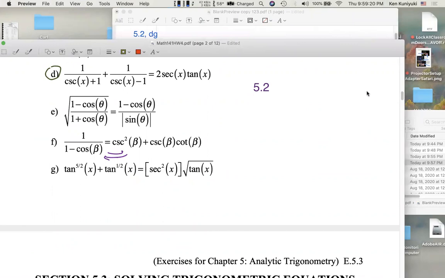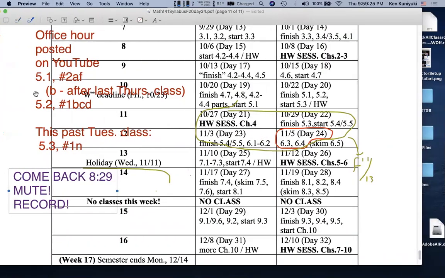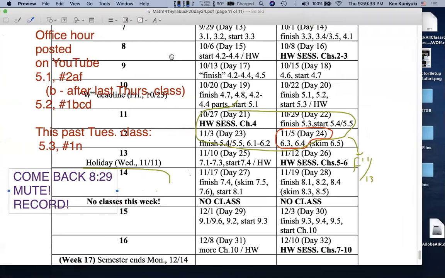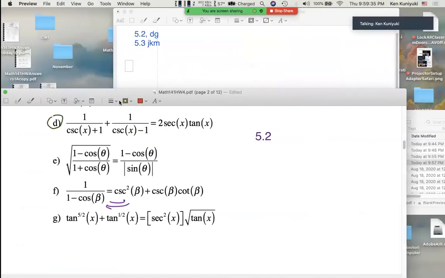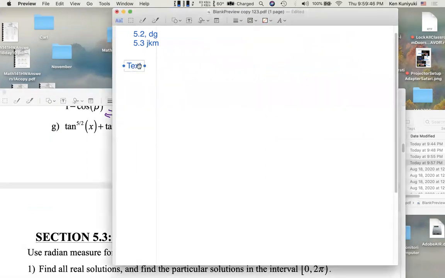And then 5-2-F I also did in the Monday office hour video. Okay, so let's go straight. Oh, wait. So 5-2-D. Now G, I don't. Oh yeah, G. People have been asking me about this, and I've given hints on this. I can go ahead and do this, although I'll probably have to do this next week as well.